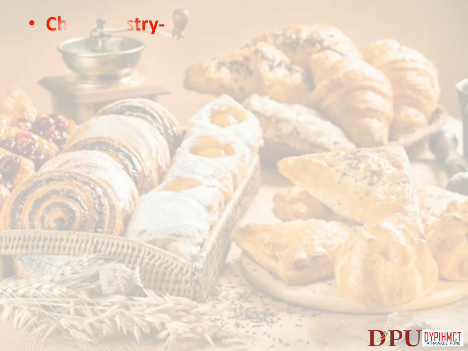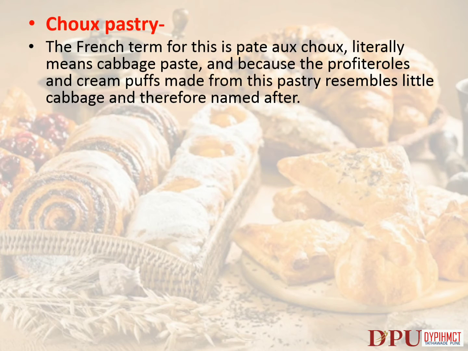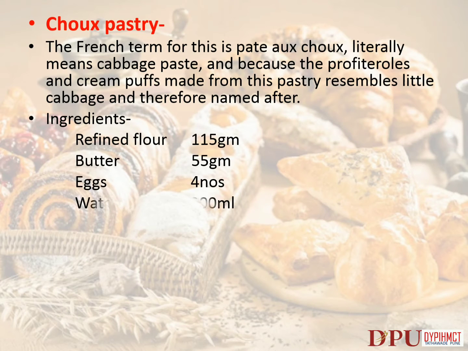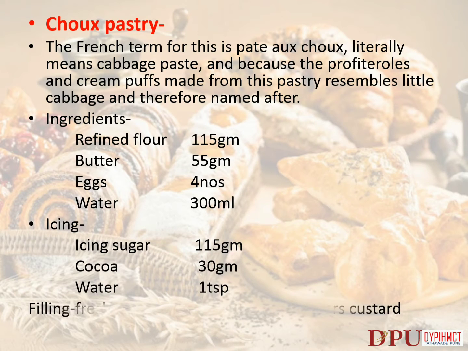Choux pastry. The French term for this is pâte à choux, which literally means cabbage, because the profiteroles and cream puffs made from this pastry resemble little cabbages and are therefore named after them. Ingredients: refined flour 115 grams, butter 55 grams, eggs 4 nos, water 300 milliliters, icing sugar 115 grams, cocoa 30 grams, water 1 teaspoon. Filling like fresh whipped cream or confectioner's custard can be piped in.